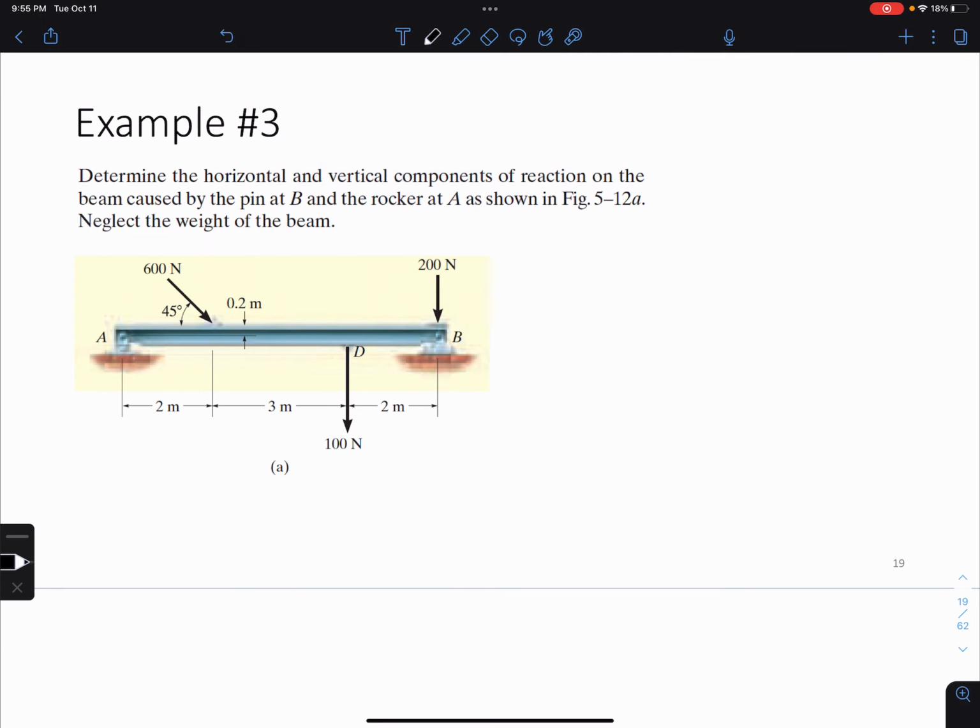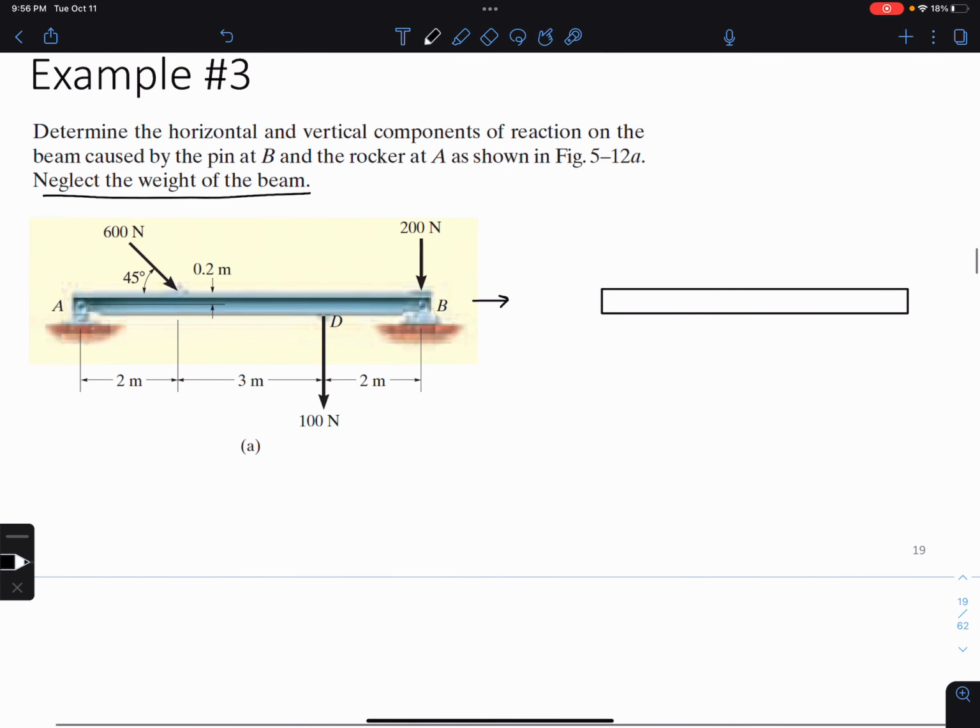So we want to determine the horizontal and vertical components of the reaction on the beam caused by the pin at B and the rocker at A. Neglect the weight of the beam. So this time we don't need to add the weight due to gravity because it's telling us to let it go. I'm going to redraw this system here. It says we have a pin at B and a rocker at A. The rocker and the roller are the same thing.